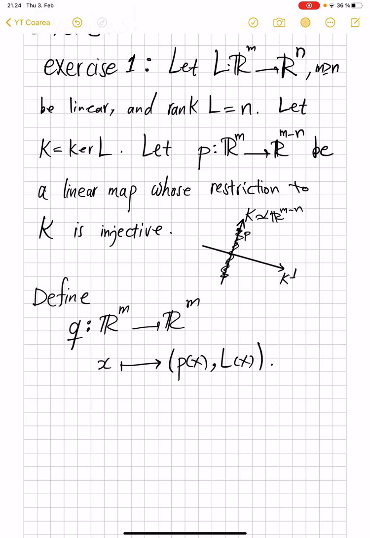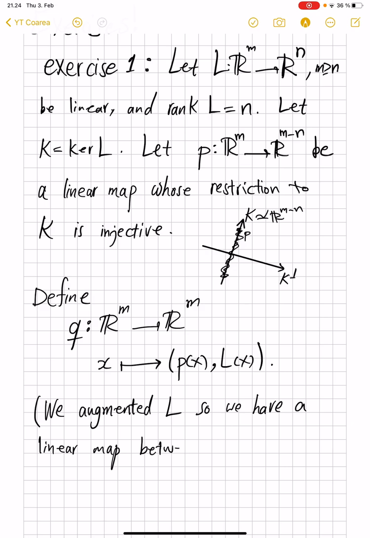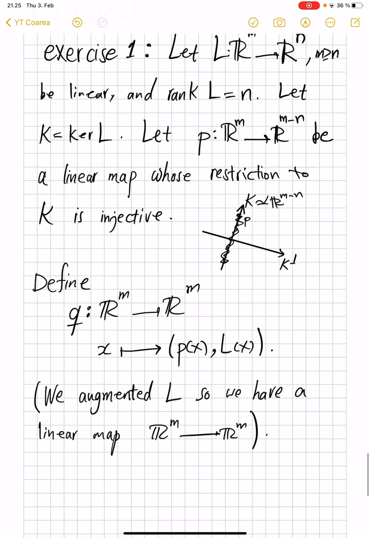So this is kind of augmenting the map L. So we attached some new map to it. So we have the same dimensions. A linear map between Rm's, Rm to Rm. Okay, so this is all the setup.